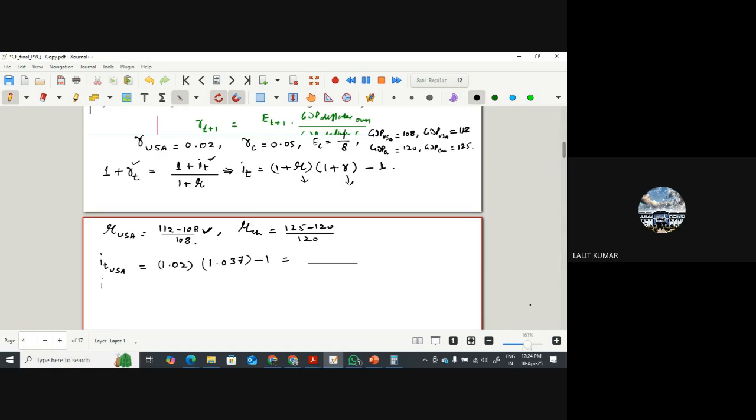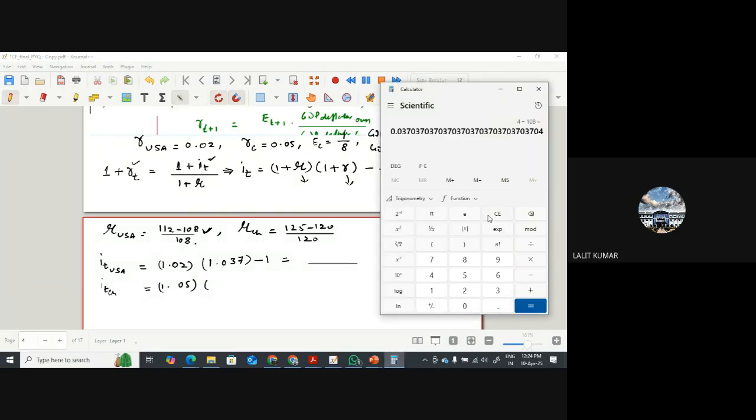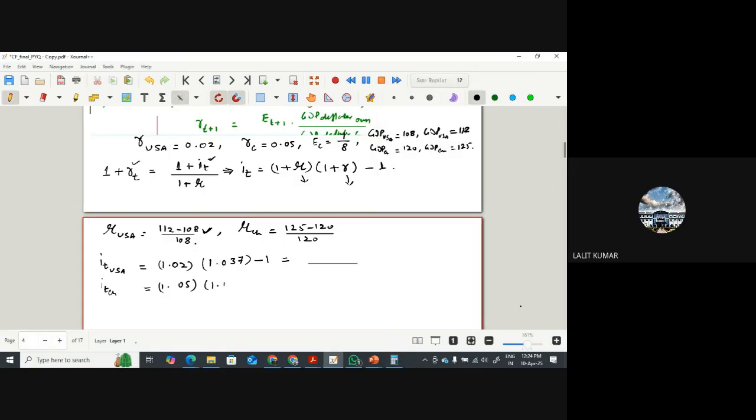The nominal rate for China will be 1.05 into 125 by 120. And this will become 1.041. So here we have got the answer for the nominal rates.